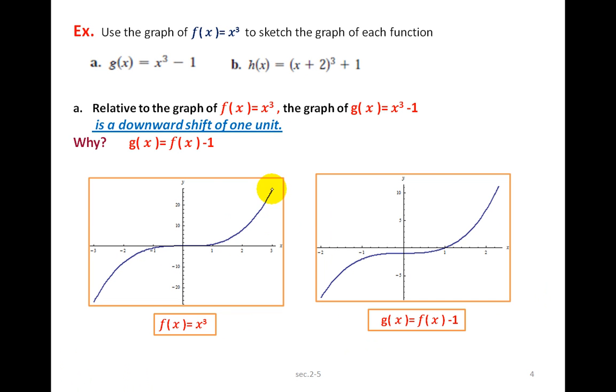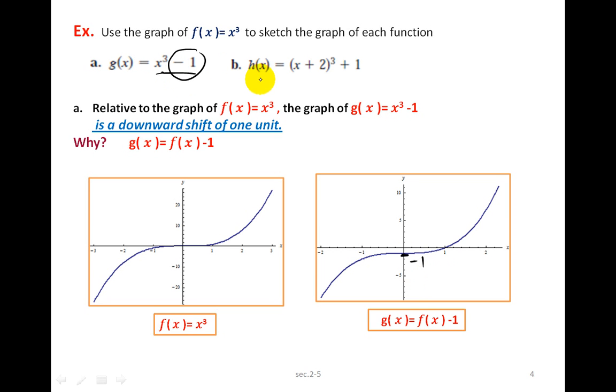Okay, here let's see more. This is a cubic graph, that means it's x cubed. What if you have x cubed minus 1? This minus 1 means it's going to go 1 unit down, like this, shifted 1 unit down.